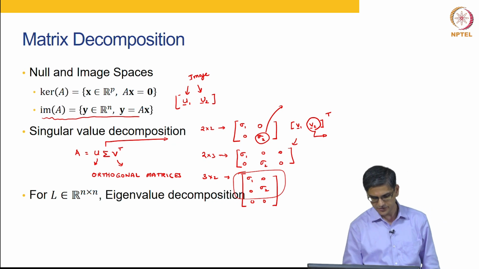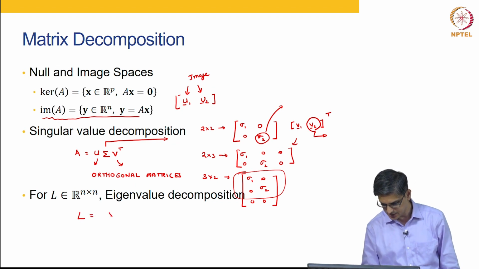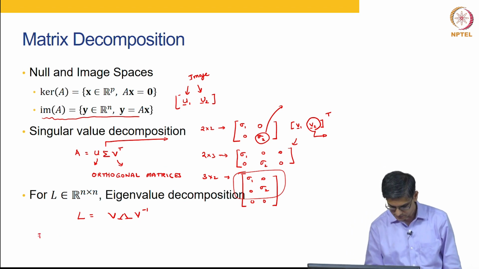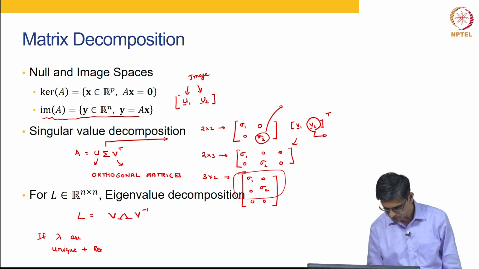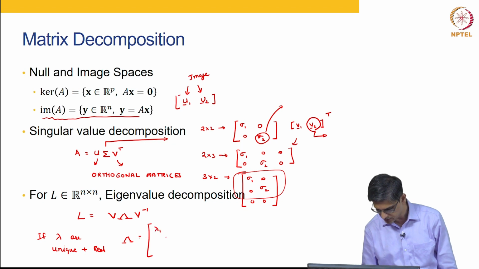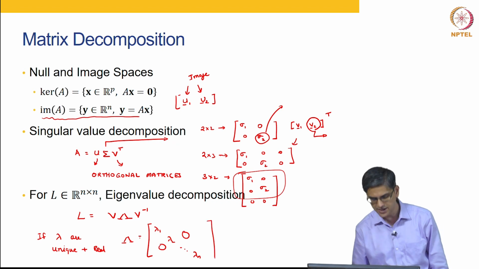And then we talked about eigenvalue decomposition. Any matrix, here I have represented as L, any matrix L can be represented as V lambda V inverse. If lambdas are unique and real, then lambda is going to be equal to lambda 1, lambda 2 and so on up to lambda n diagonal.